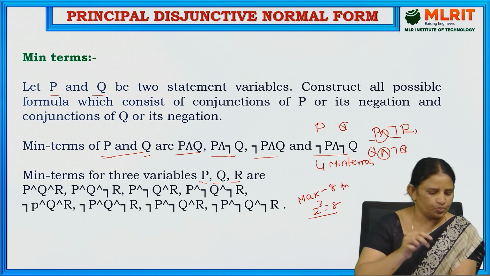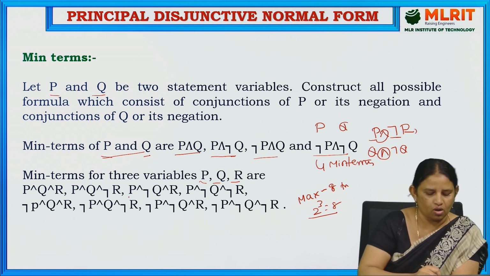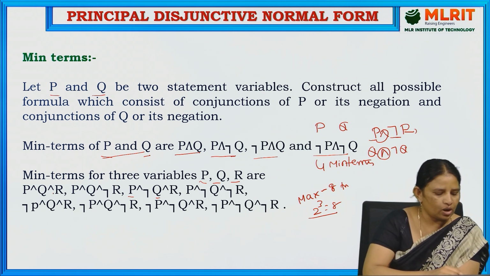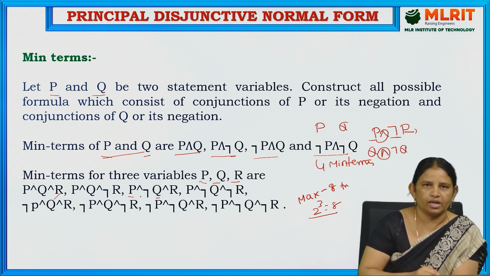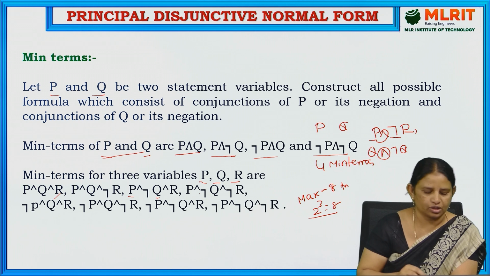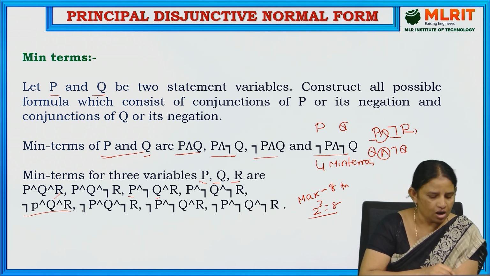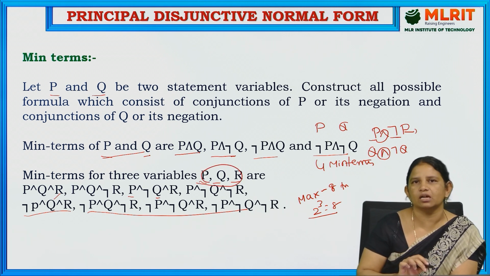What is the list of minterms? What does a minterm consist of? A minterm consists of the product of variables and their negations, that is, a conjunction of variables and their negations. P and Q and R is one minterm. P and Q and negation R. P and negation Q and R. Then P and negation Q and negation R. Negation P and negation Q and negation R. All these are the possible minterms for the three variables present in the statement formula.